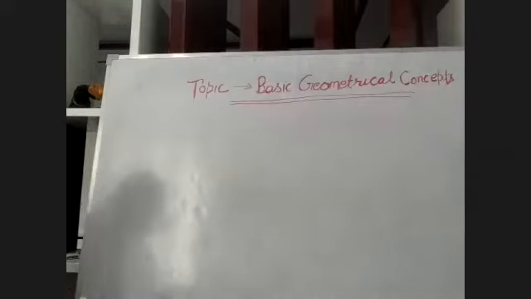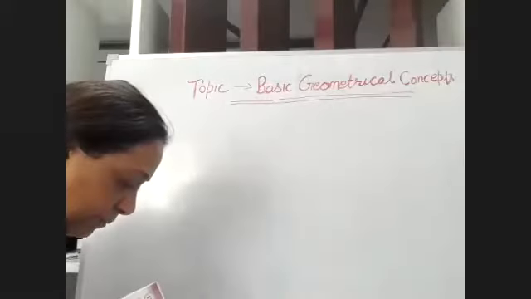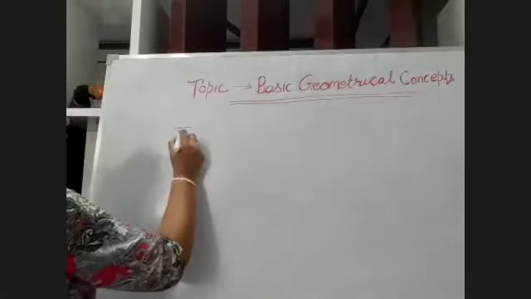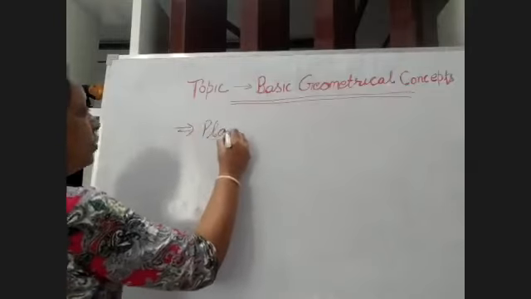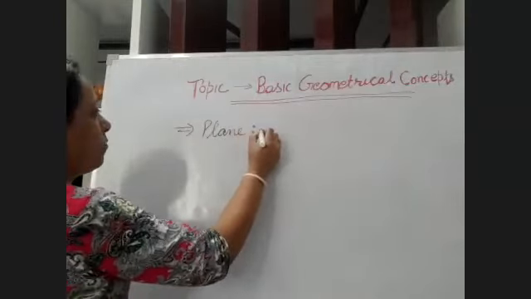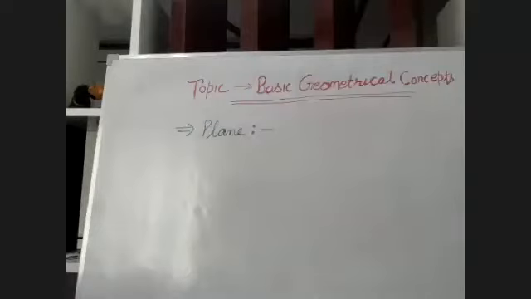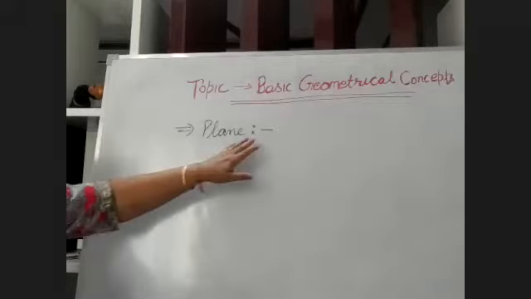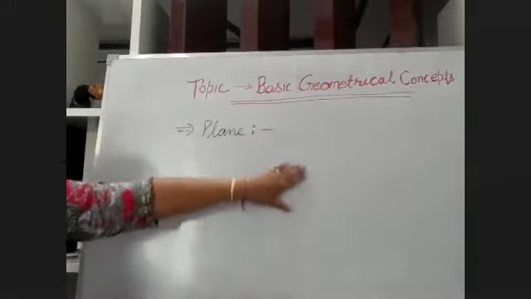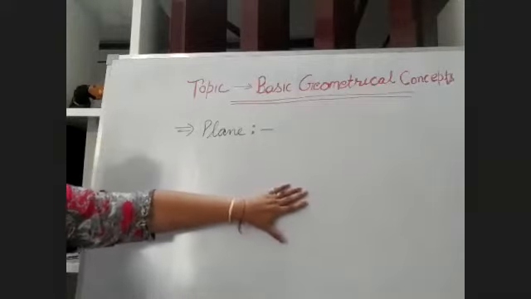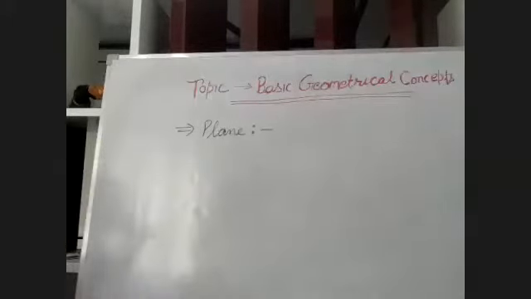Okay. The first point which we discuss is plane. So what is a plane? A plane is a smooth, flat surface which extends endlessly in all directions. So a plane is a flat, smooth surface which can be extended endlessly in all directions.